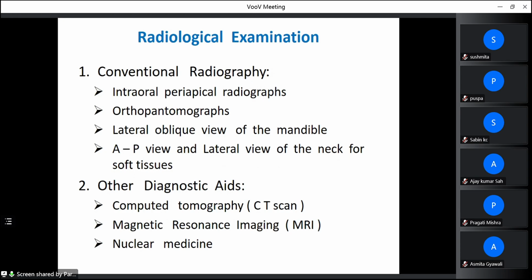Radiological examination. In conventional radiographs, you can do either an intraoral periapical radiograph, OPG, or lateral oblique view of the mandible, or PA view or lateral view of the neck for soft tissue. Other diagnostic aids include CT scan or MRI, and sometimes nuclear medicine also.